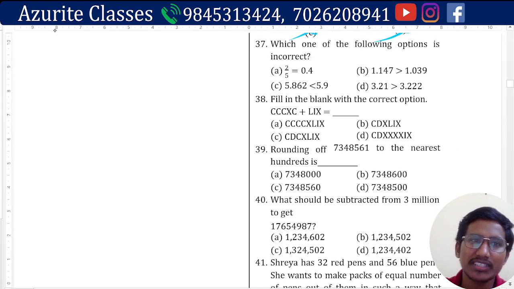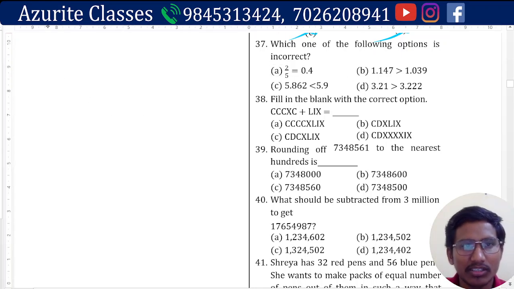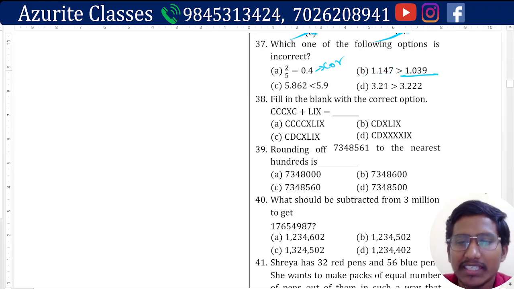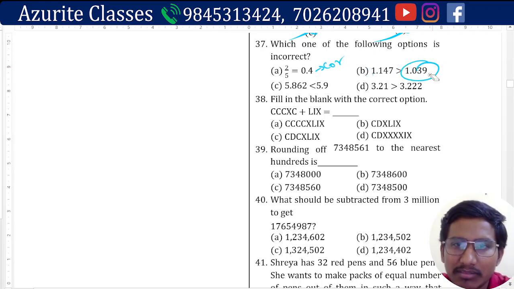37, what is the answer? Which of the following options is incorrect? You have to find the wrong option. So 2 by 5 is 0.4. That is correct. If you divide it, you will get the answer. Okay. Next, 1.147 is greater than 1.039. Yes, that is correct. It looks like 1147 and 1039. Yes, it is bigger, correct. So this is also correct.